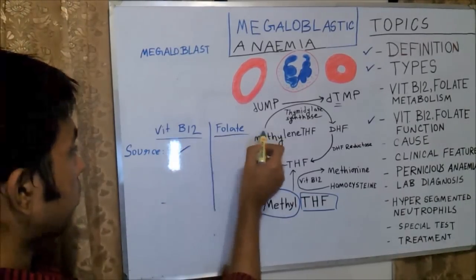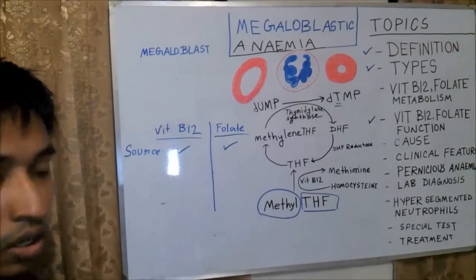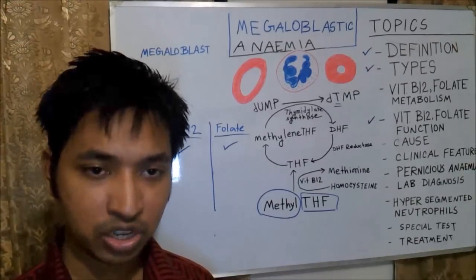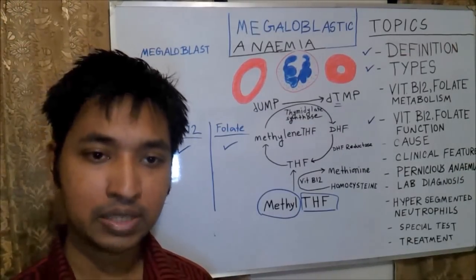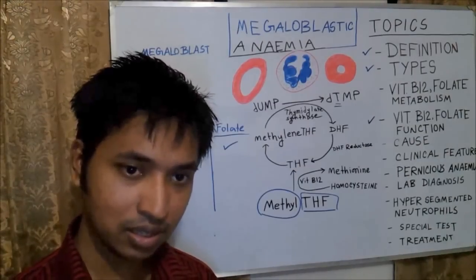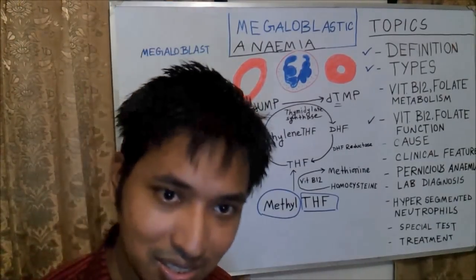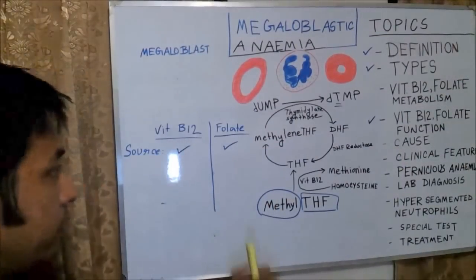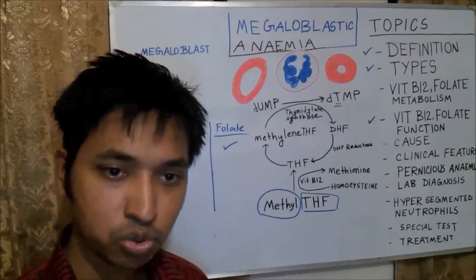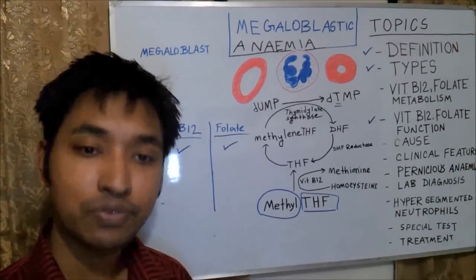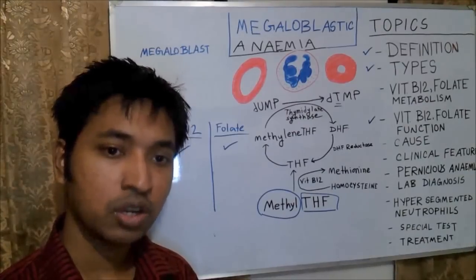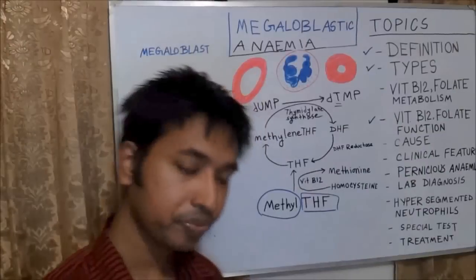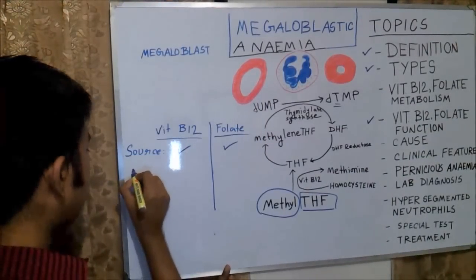The main source of folate is plant source. Folate is rich in green leafy vegetables, for example spinach. Have you seen the cartoon Popeye? Popeye takes spinach. My thinking is that spinach increases DNA synthesis, because that's the job of folate. So remember Popeye and remember folate. The source of folate is green leafy vegetables like spinach and also other leafy vegetables like cabbage and so on.